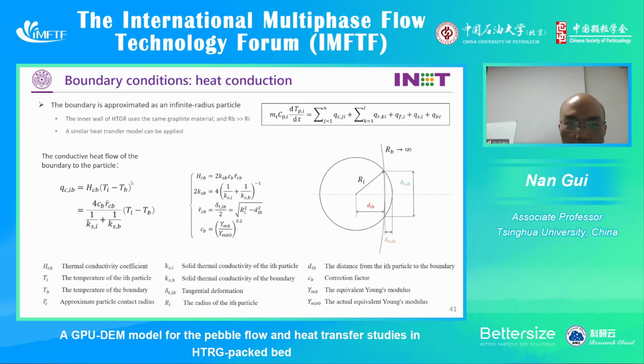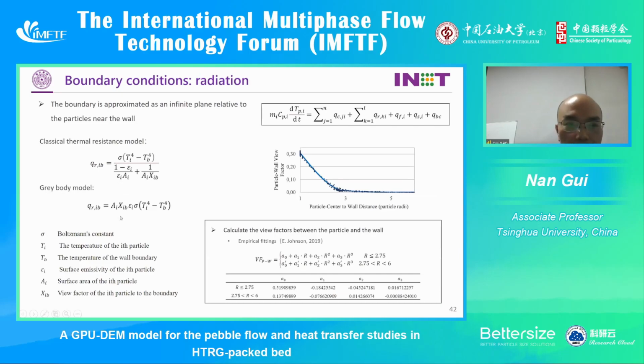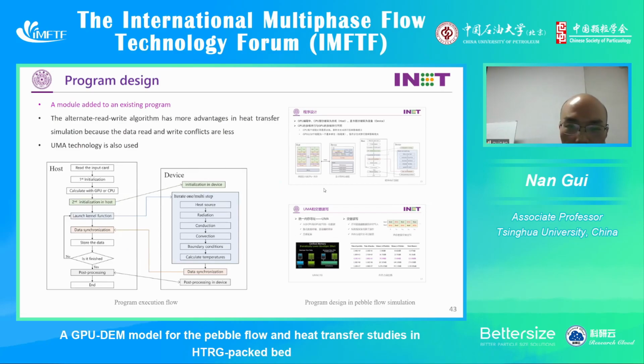So we just combined all the simulations together. These slides are also for particle-wall interaction. We use empirical correlations to calculate the view factor for particle to wall, and these are the coefficients. We use these empirical coefficients to calculate the heat flux between particle and wall. So after we use all these models, we sum them up into our code framework. In each iteration, we calculate the heat source, the radiation, conduction, convection, treat the boundary conditions, and calculate the heat flux from one particle to the other.